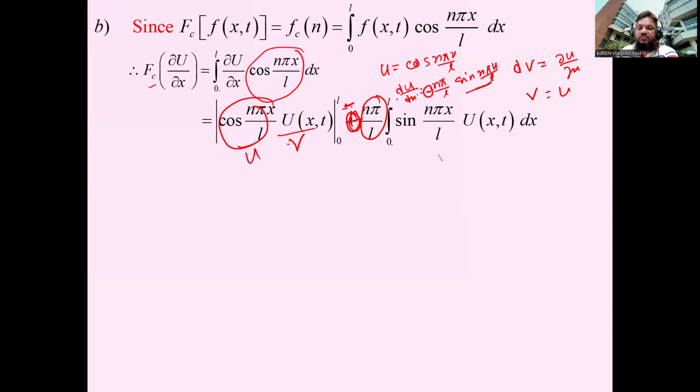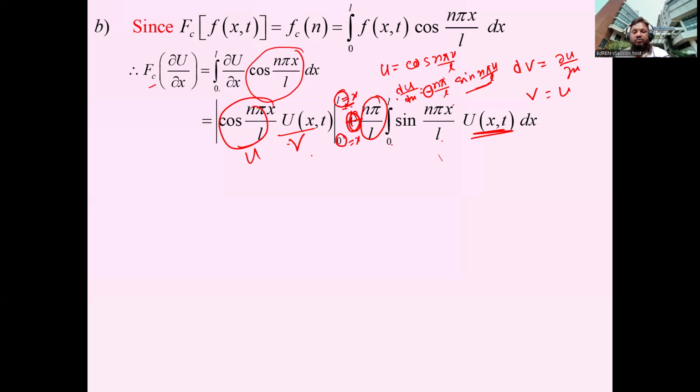And this value du sine n pi x by L, and v is u here. So now put the value of upper limit L and lower limit 0. Keep in mind that L will be replaced by x and 0 will be replaced by x also.